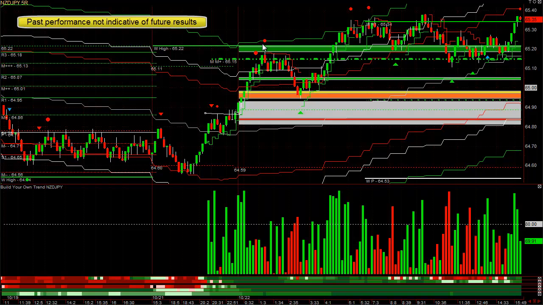We got some counter trend signals. We're above the 2.0 white band. It's very likely to run out of steam up there, and it does.